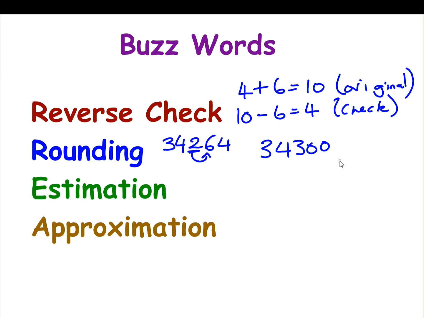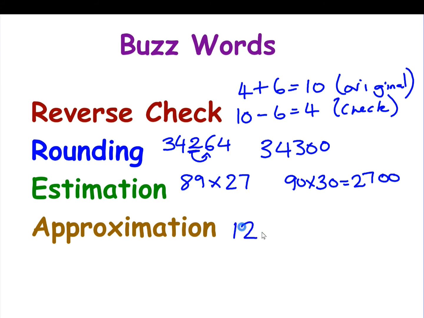Estimation is where we round the number before we do the calculation to make the maths easy. So if I said 89 multiplied by 27, then to estimate the answer, 89 is close to 90, 27 is close to 30, and then just do the basic maths. 9 times 3 is 27, and we have 2 zeros to put in the answer. So 89 times 27, my estimate is around 2,700. Approximation is where we round the answer. So if I had 12 times 7 as my calculation, which is 84, if I wanted to make my answer approximate, I would say it's approximately 80.